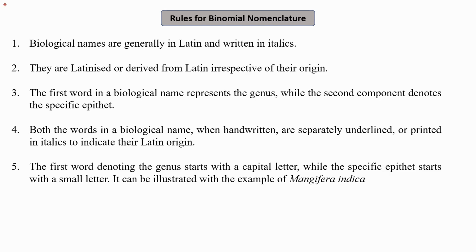So basically, the language which biologists have adopted to give the scientific name to a particular organism is Latin. One of the reasons can be that it is a very primitive language and it is not being used widely in the scientific community, so that it should be prevalent in the scientific community as well. So biologists have adopted this language, and the biological name should be written in italics.